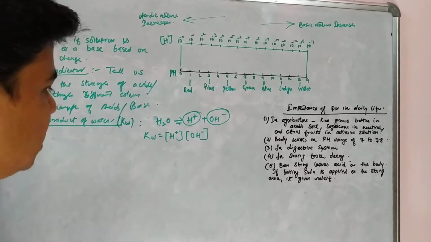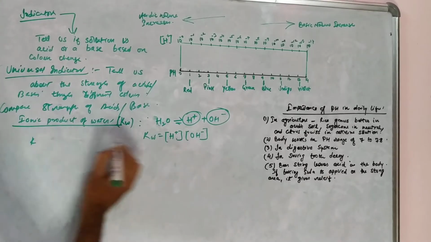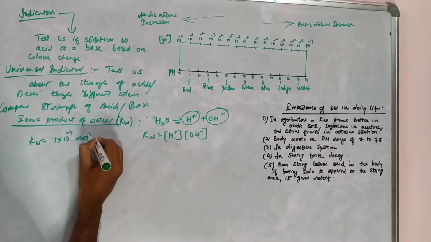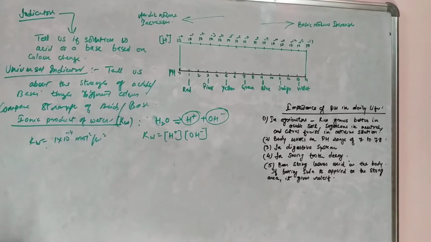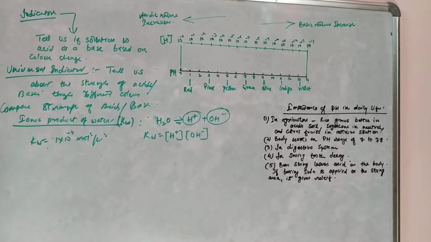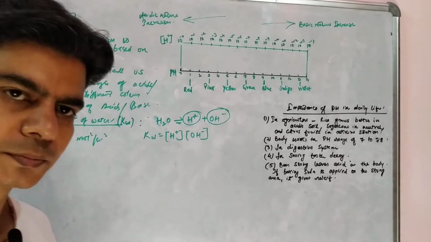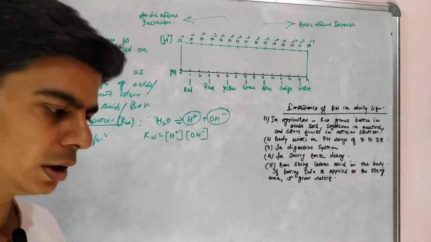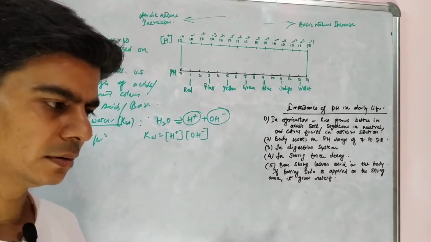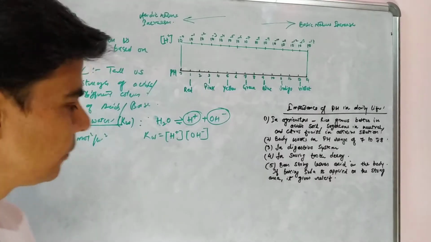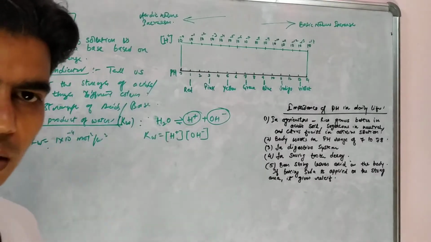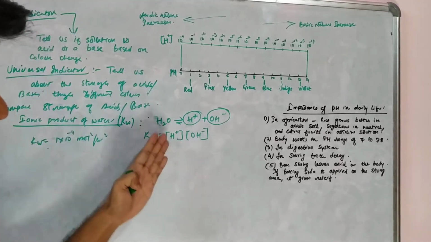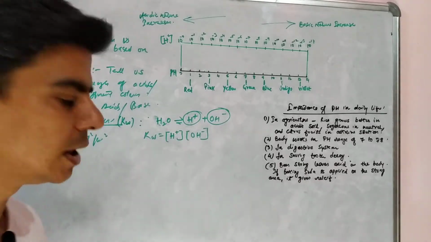Now through experiments we got to know that the value of the ionic product of water, Kw, is equal to 1 into 10 to the power of minus 14 moles square per liter square. This is the value of Kw. Since water is neutral, it has equal concentration of hydrogen and hydroxyl ion. Hydrogen ion, acid and base neutralize each other, so water has equal concentration of acid and base. Acid contains hydrogen, base contains OH. You can remember it like that.